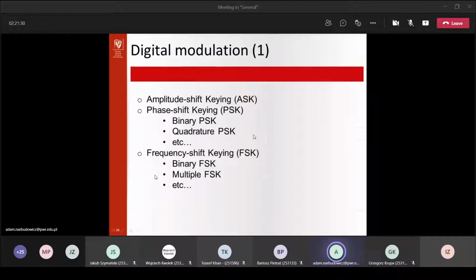And of course, it can go up to 64, 128 different phases, and so on and so forth. And why would you do that? Can anybody think of a reason?